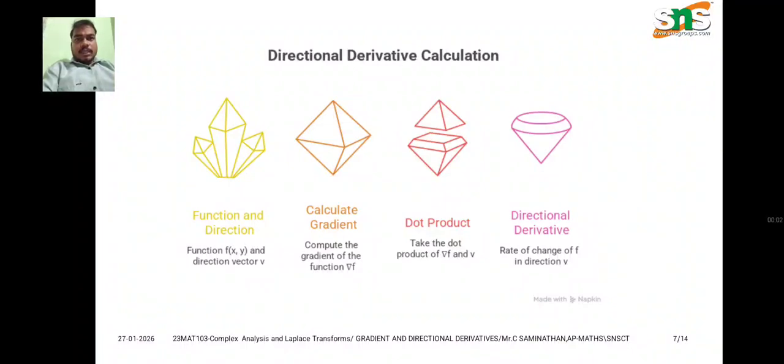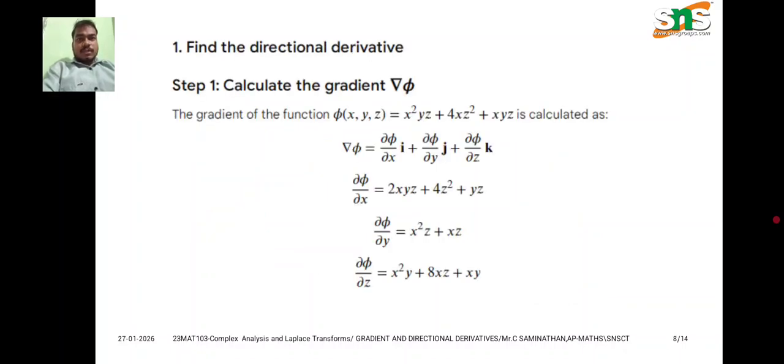Hello all. Earlier we discussed the basic definitions of vector calculus. Here we are going to solve the problems on directional derivative. Let us see one by one. The first problem is to find the directional derivative.